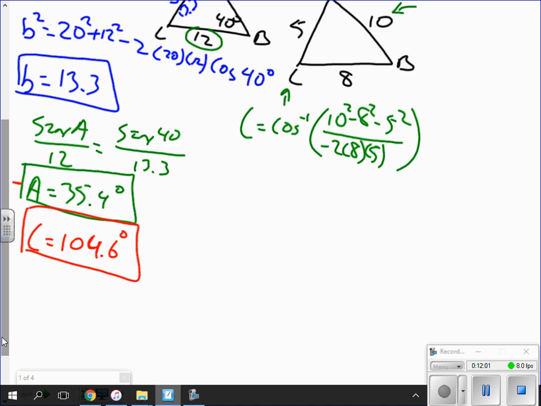Once again, I do what's inside. In fact, when I was making up my key, I did 10 squared minus 8 squared minus 5 squared, got that on my calculator, divided it by this, and I put all of this in parentheses. If you don't put it all in parentheses, and you go divided by -2 times 8 times 5, it'll divide it by -2 and then multiply that times 8 times 5. It'll screw that all up for you.